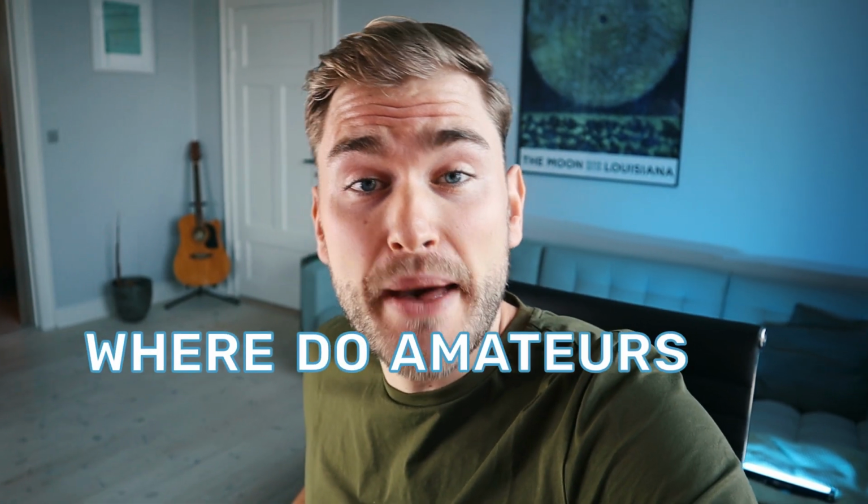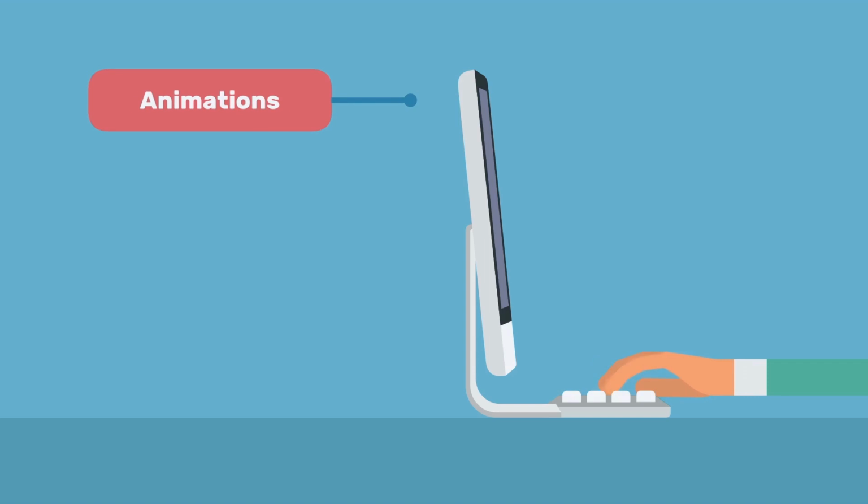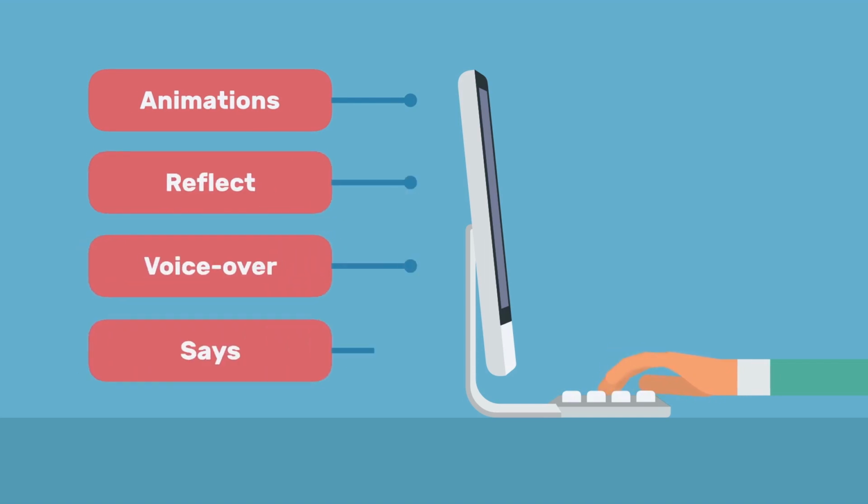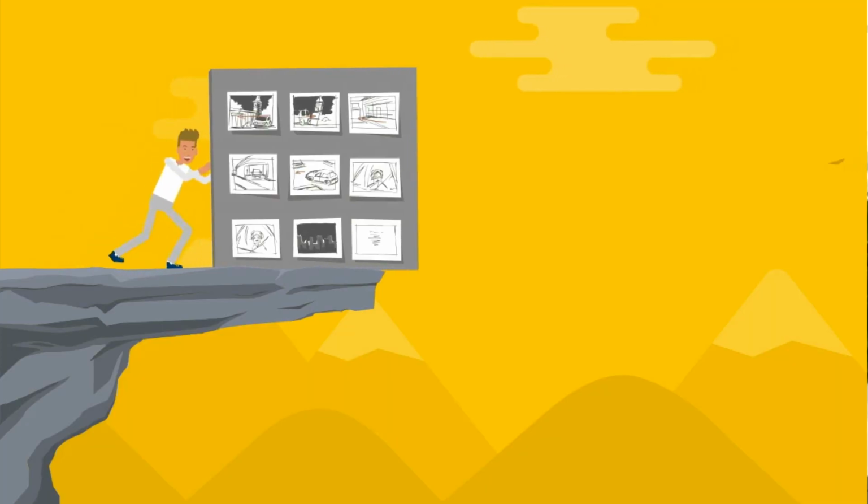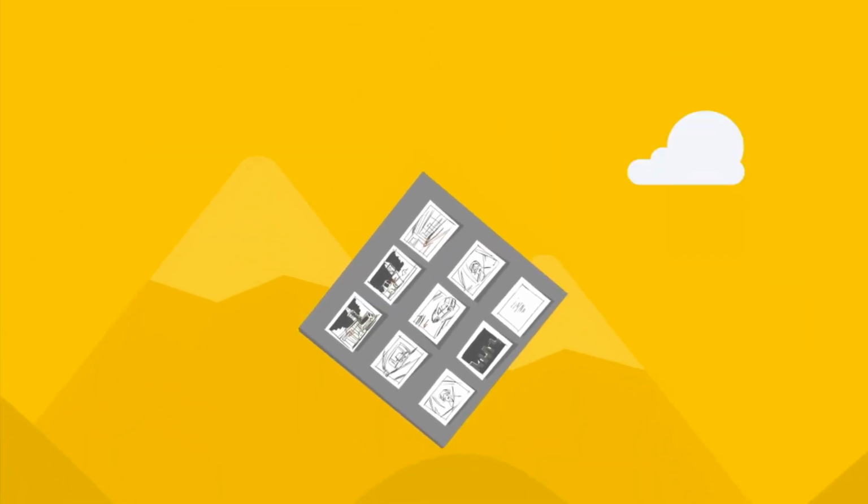So where do amateurs go wrong? The most typical mistake I see is to have the animations reflect what the voiceover says. What? Isn't that what you've been preaching all along? Let the voiceover lead the way, ditch the storyboard and illustrate what's said.